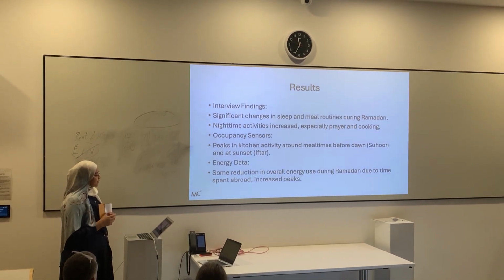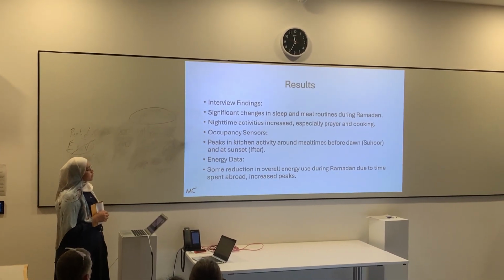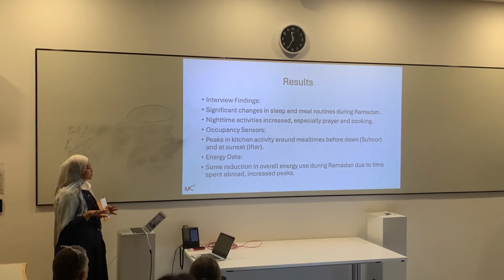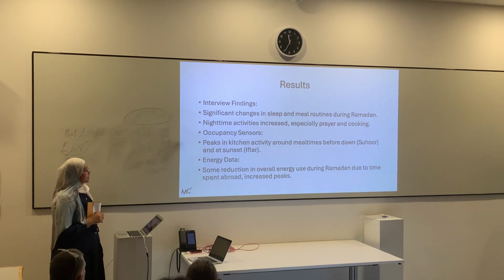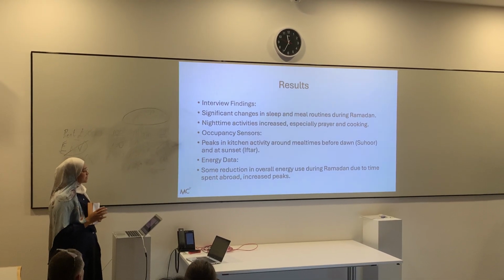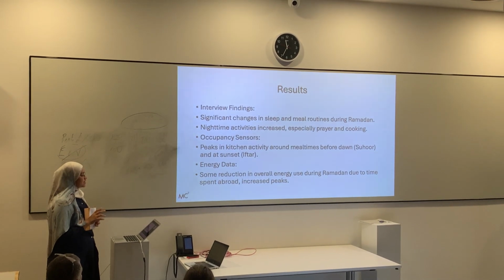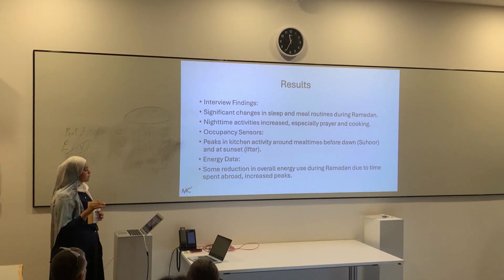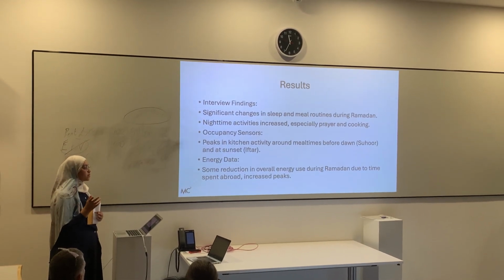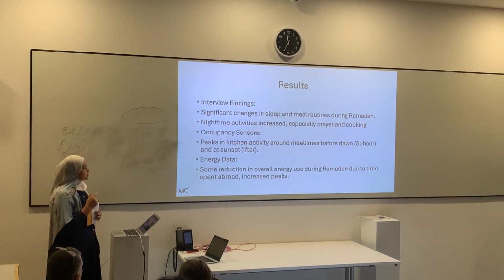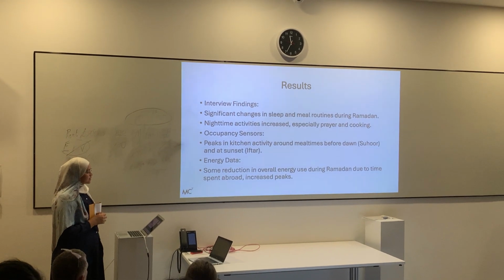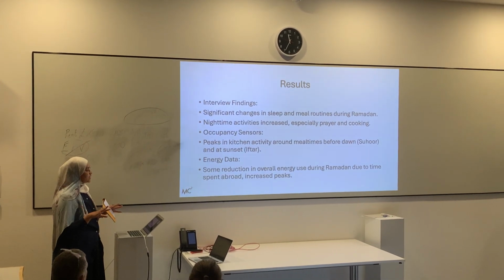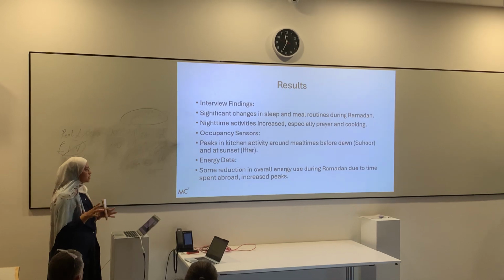And this showed peaks in kitchen activities around mealtimes and much lower daytime activity, and similarly in bedrooms. And energy data was much less because of some difficulties with occupants self-installing these meters, so the data wasn't very usable. But from 2 households it showed some decrease during the month, and this might be because Ramadan was in March or April over the last 2 years, so as the weather got better and warmer, people would use heating less anyway. But also there were more peaks, and this links to the idea of having less energy throughout the day and large peaks around mealtimes.